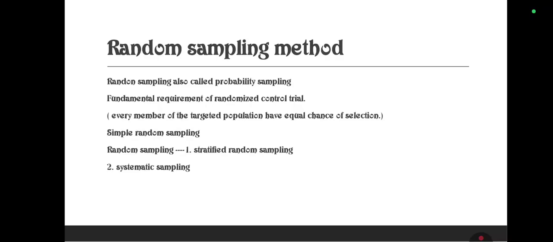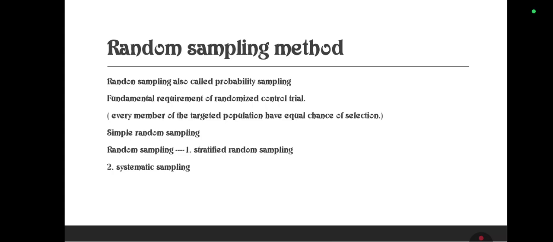Random sampling method. Random sampling is also called probability sampling. It is a fundamental requirement of a randomized controlled trial. Every member of the target population has an equal chance of selection. Like if you are selecting from 100 people arranged in 4 lines, or 5 lines, or you divide them into 10 lines, you select every third person or every second person. So this is randomized, so everyone has a chance of being selected. There is simple random sampling and stratified random sampling.